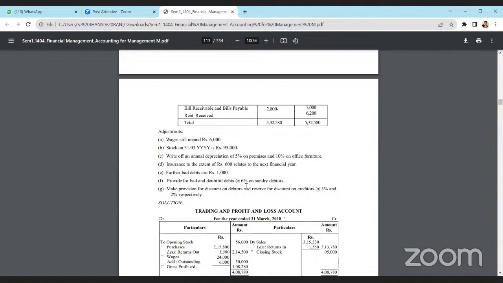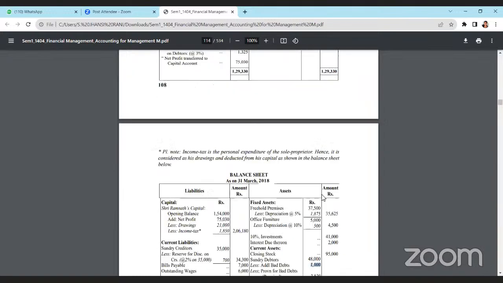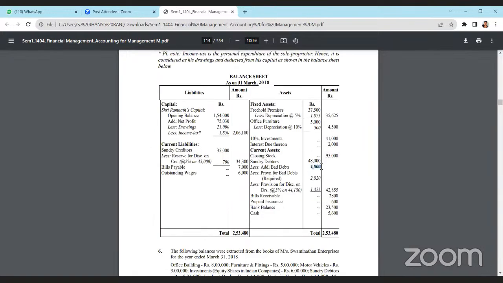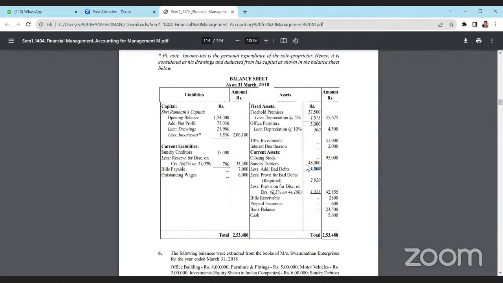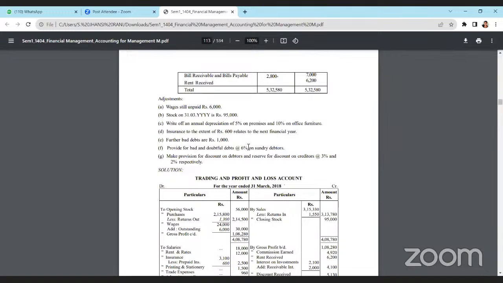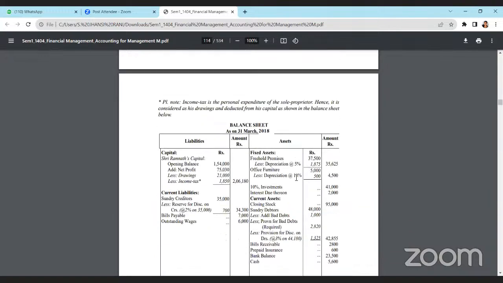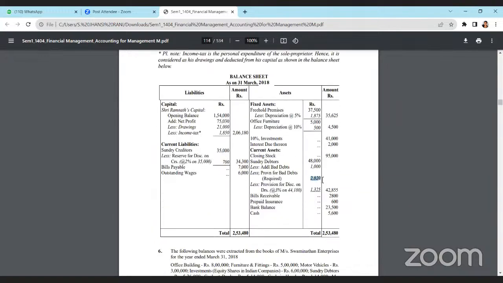Provide for bad and doubtful debts, 6% on sundry debtors. Now look at here, what is the value of sundry debtors? 48,000 minus 1,000 comes to how much? 47,000. Yes. On this 47,000, I have to provide 6% provision. So 47,000 into 6% comes to how much? 2,820. You can see here. Is it clear? Yeah, okay.